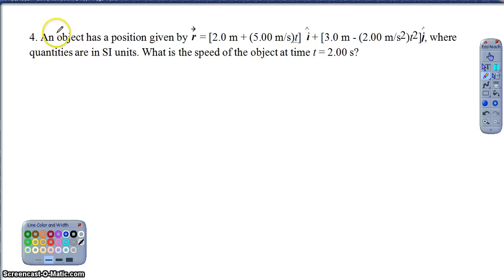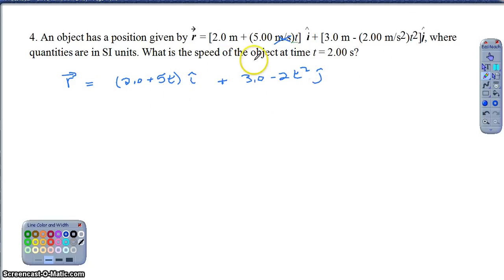Question 4, also hopefully not too bad. So they give me the position function here. So they're giving me this whole mess again. Try to look past the craziness with all the units involved. Ignoring the meters per second and the meters squared per second, this is just saying that my horizontal position is given by the function 2.0 meters plus 5t. So again, that's my horizontal piece. And then my vertical piece is given by the position 3.0 minus 2t squared. So I'm looking past the units and just looking at my function.